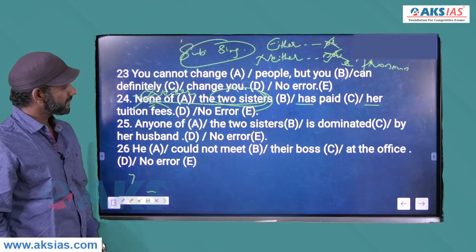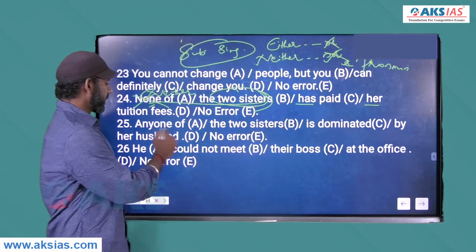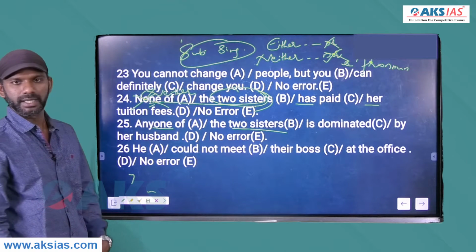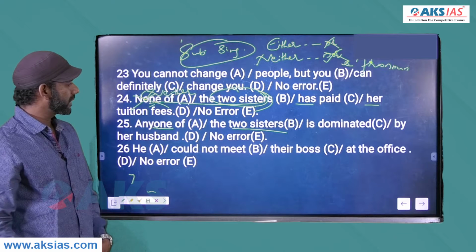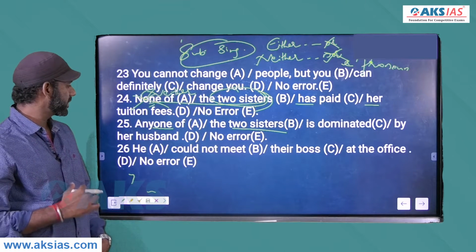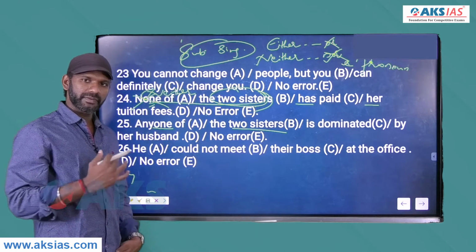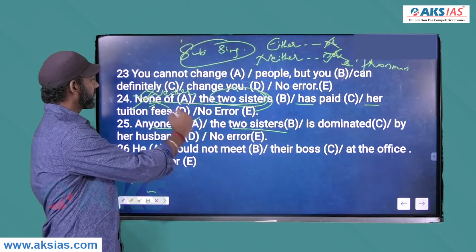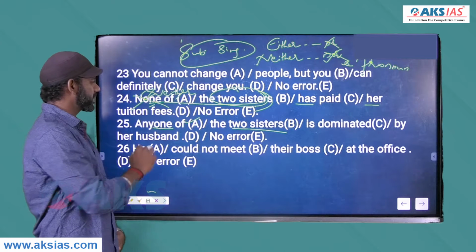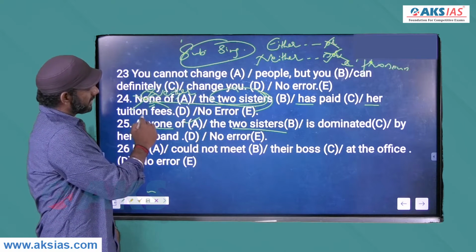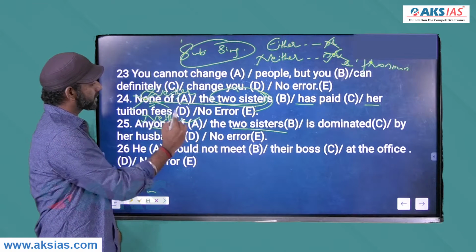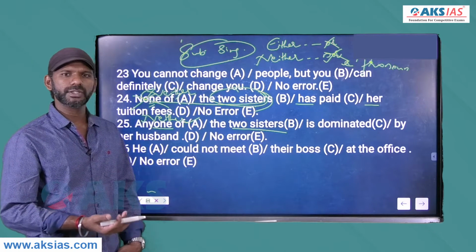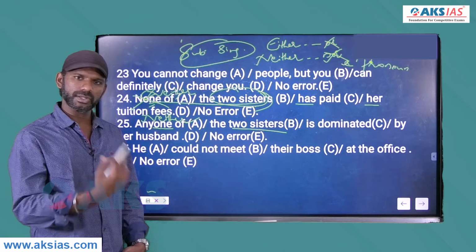Next one. Any one of the two sisters is dominated by her husband. Right? Any one can be used only when there are more than two entities. We have only two entities here. So the error is in part A. In this case also the error is in part A. It must be: neither of the two sisters is dominated by her husband. Completely fine. Either of the two sisters is dominated by her husband is also completely fine.